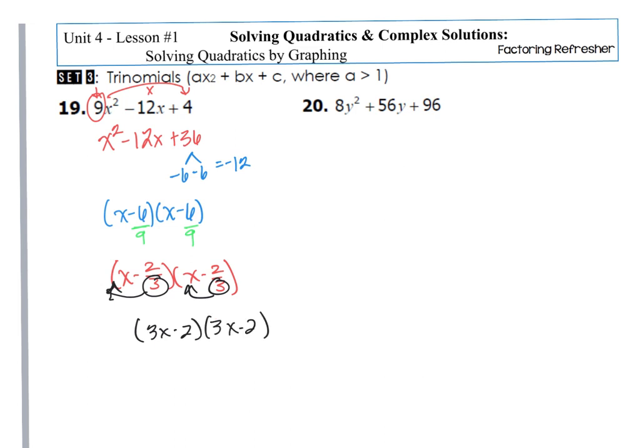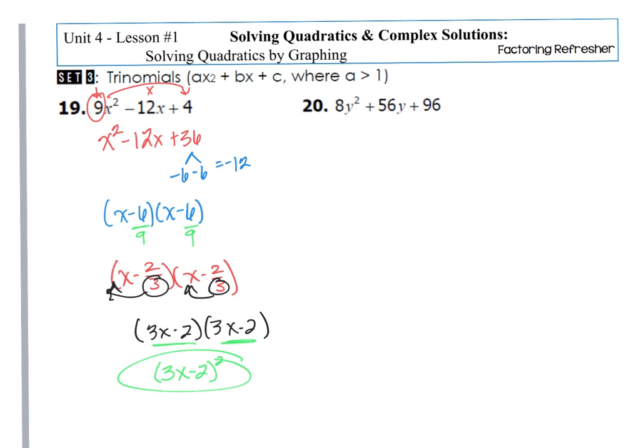Now if you noticed, some of you probably already caught on, these are two of the same exact factors. We have two 3x minus 2's. So we could write this, and we should write it as 3x minus 2 all being squared, because squared means there's two of the same factor.